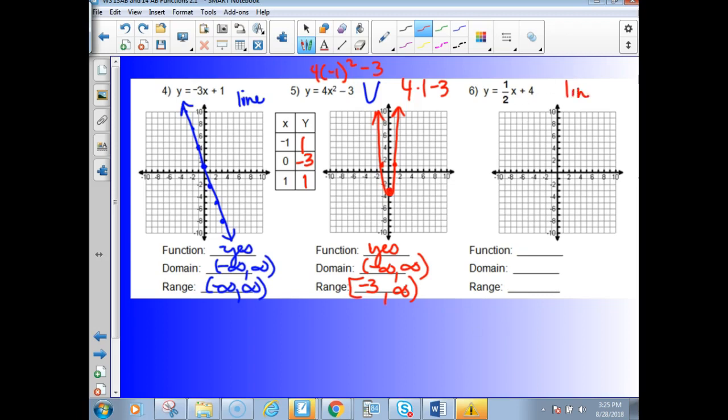Okay, and number 6 is also linear. It's a line. Start at 4, up 1, right 2, up 1, right 2. And I'm very quick with the lines now because everybody came knowing how to graph lines. Hardly anybody missed a line question on the quiz. Okay. Yes, it's a function, and then you know the domain and range on the lines that are oblique are both -infinity to infinity.